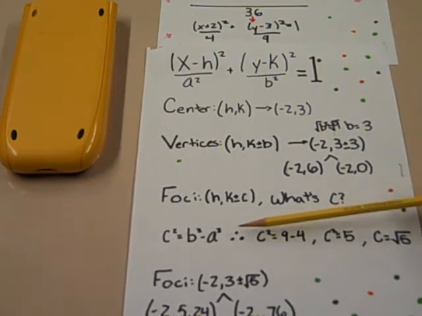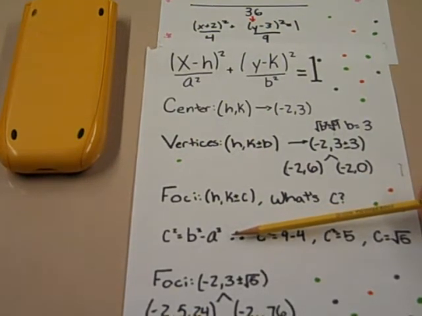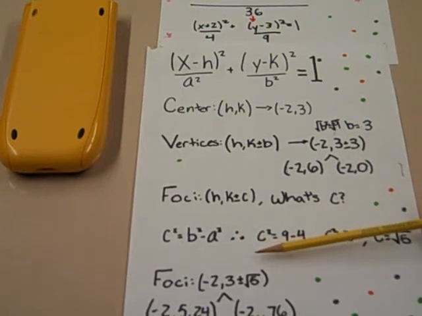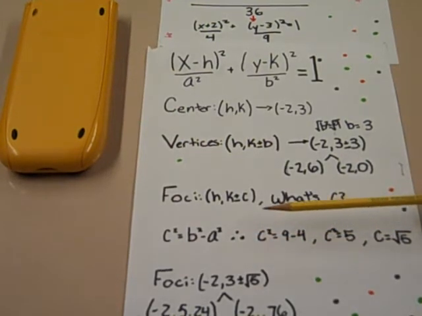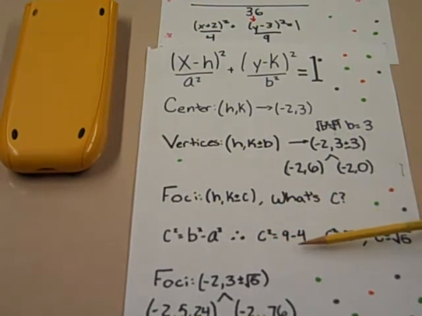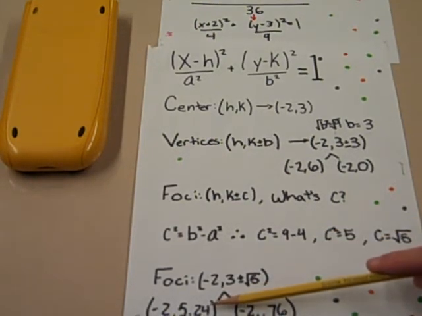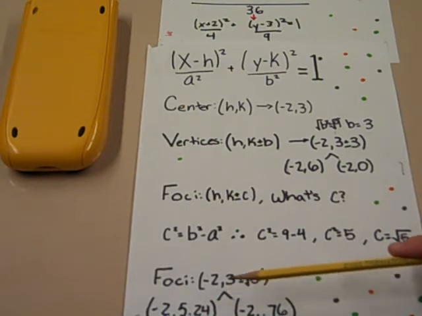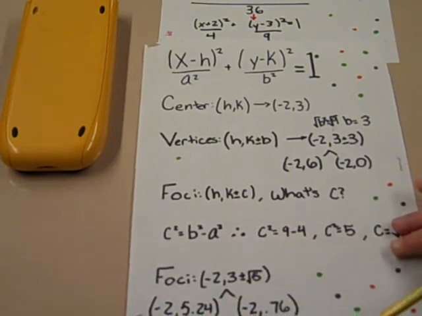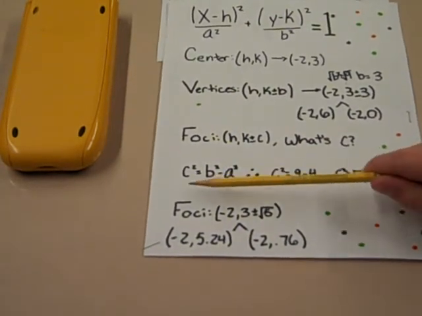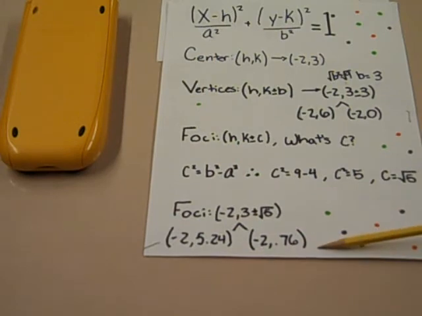C squared equals b squared minus a squared. We know these values so we can find the value of c. Let's plug it into the equation. Foci equals (negative 2, 3) plus or minus square root 5, which is the same thing as (negative 2, 5.24) and (negative 2, 0.76).